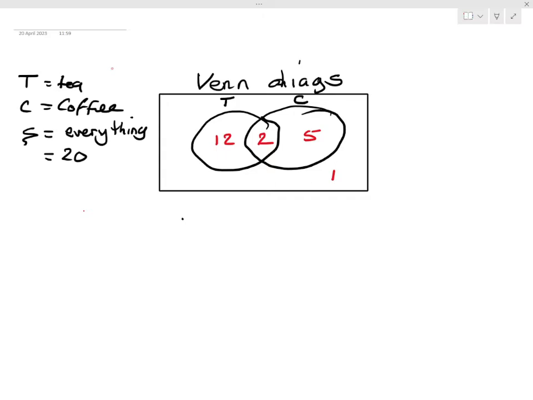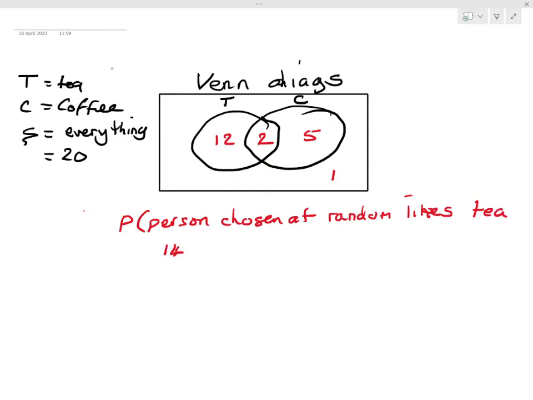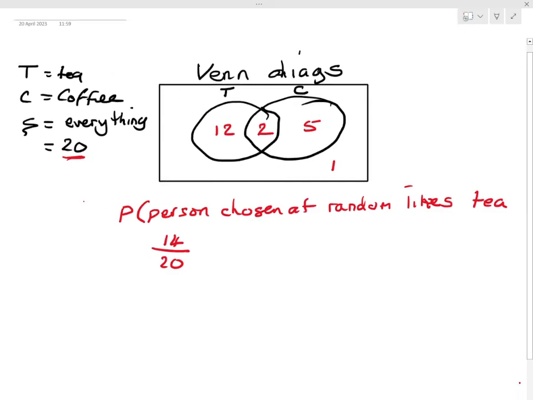And you usually get a probability question. What's the probability that a person chosen at random likes tea? So how many people like tea? Well, there are 14 people that like tea, and that's out of 20. So 14 out of 20. You can simplify that if you want, but we won't bother, because there's no need and you might make a mistake. Okay, so let's do another one.